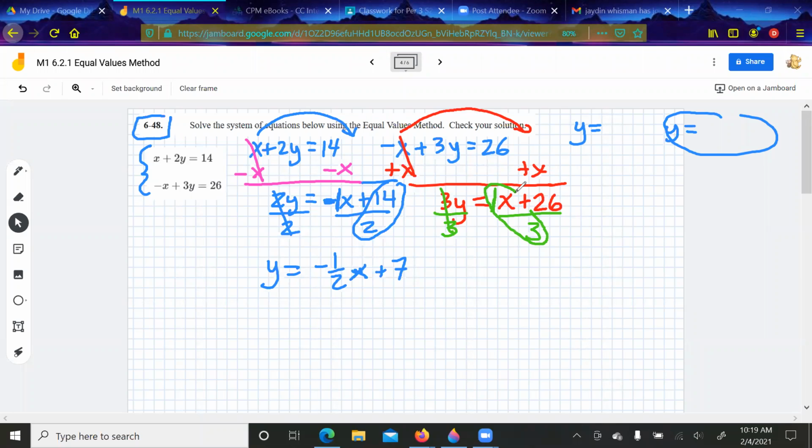You can kind of make this heart thing here. Perfect for Valentine's. Y equals 1/3 x.